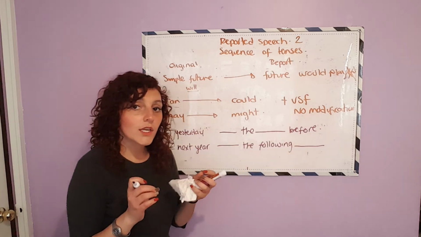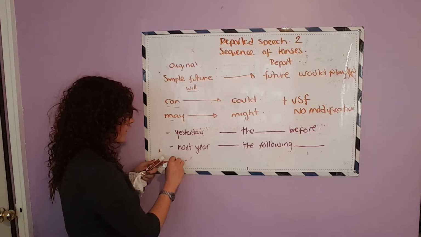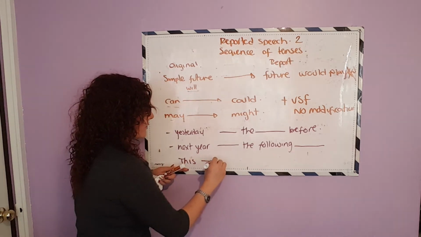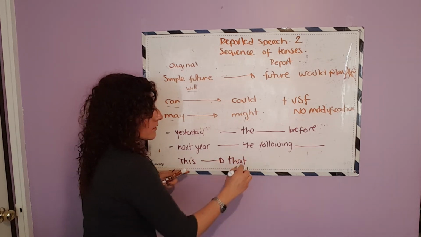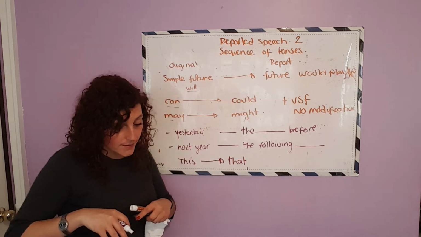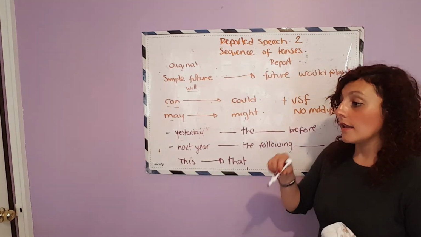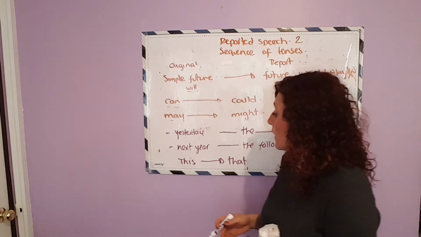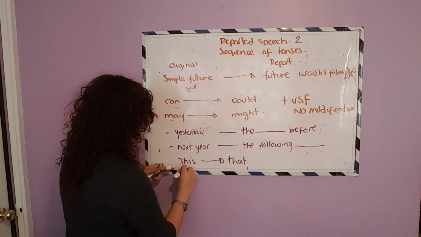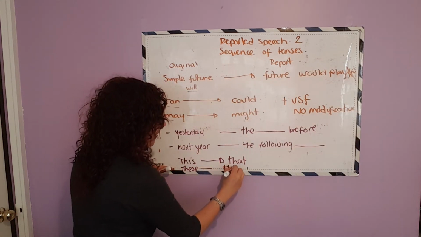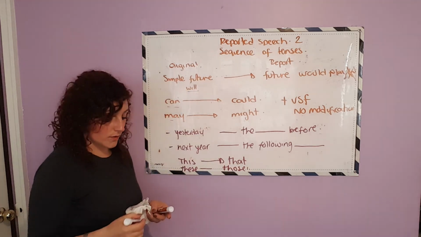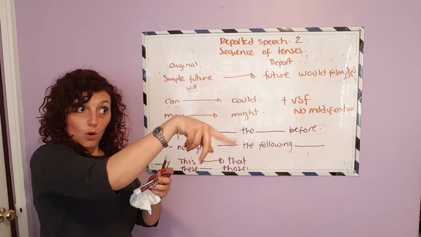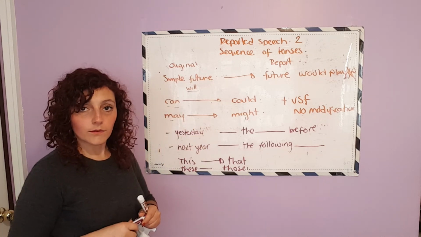And there are other changes that you have to make. For example, if in your original you use this, when you report, you have to use that. This is my pencil. She said that was her pencil. If you use this in plural, in your report you use those. These are my markers. She said those were her markers, right?